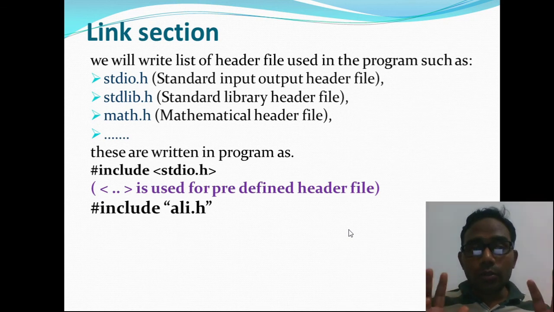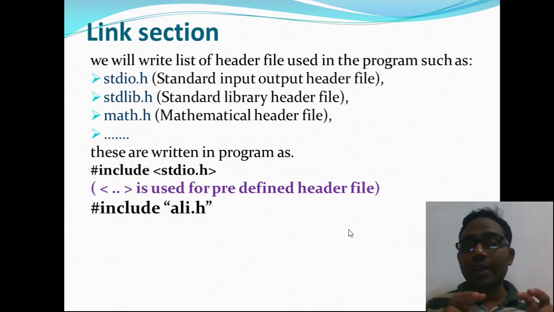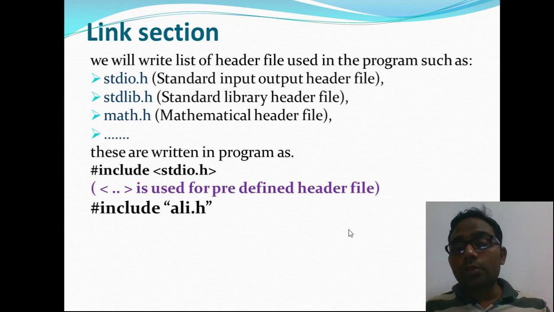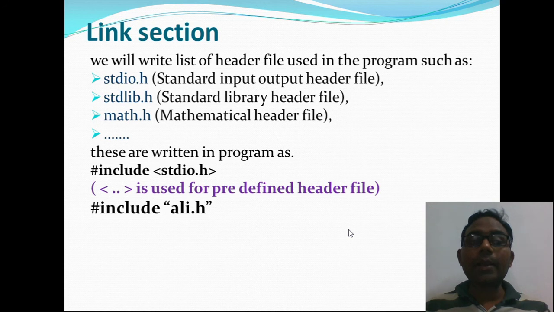Then we are going to use two double quotes around the name of the header file instead of using angular brackets. Now you can also use double quotes for stdio.h, but for our identification purpose, you are going to write either in double quotes or in angular brackets. Angular brackets represent a built-in header file and double quotes represent a user-defined header file. Only for identification purpose, we are going to use these things.